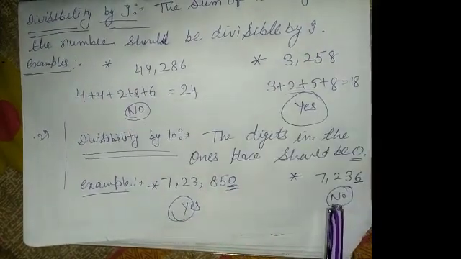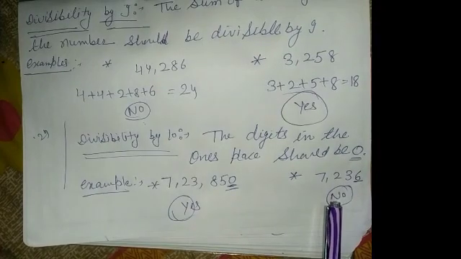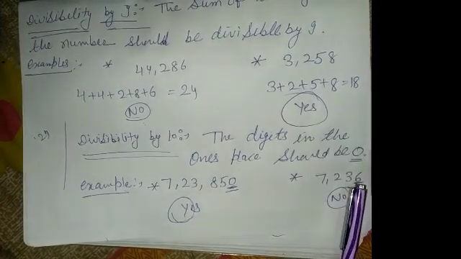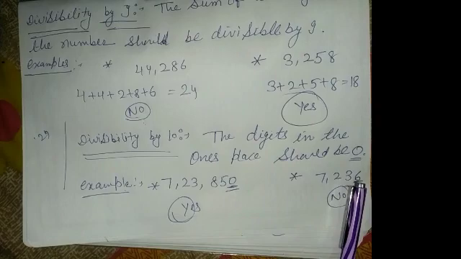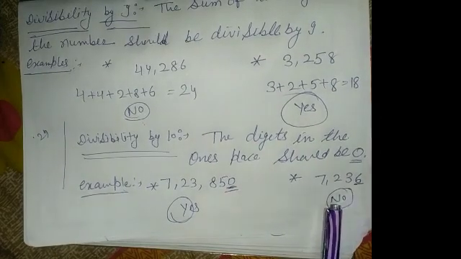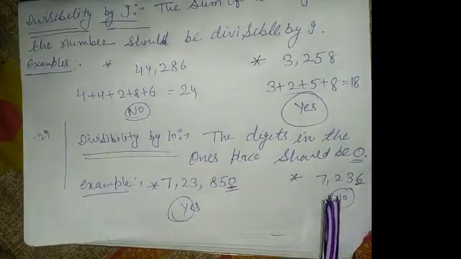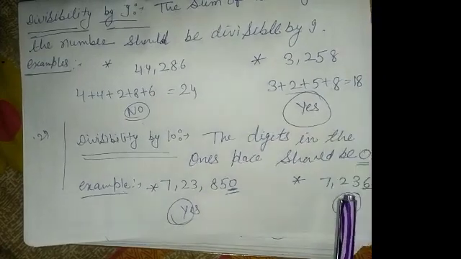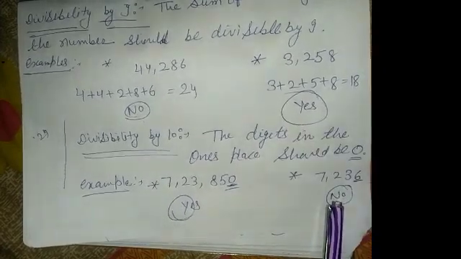Let's take one more example. 7,236. Check the last digit, 6. Yes, it should be 0 only. So we can say that no, this whole number is not divisible by 10.